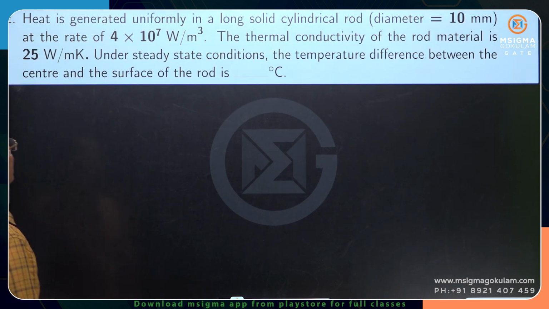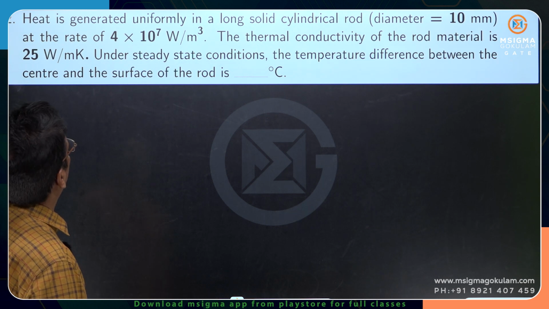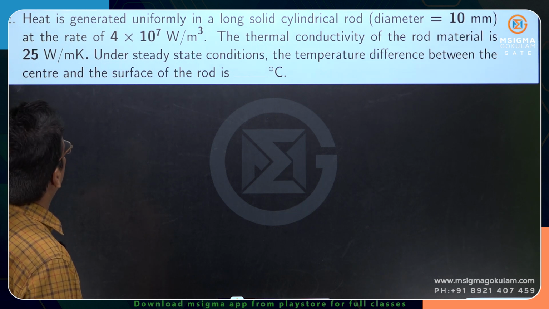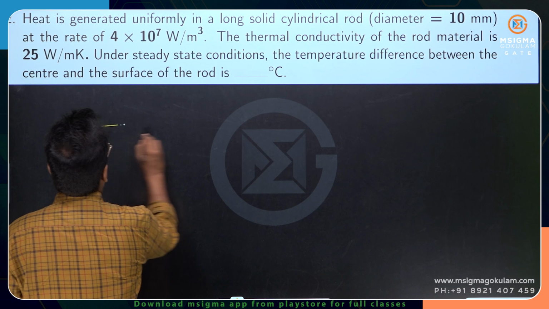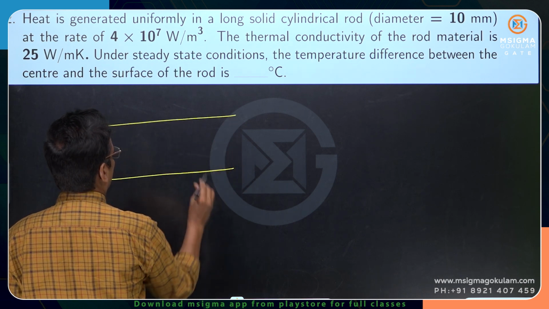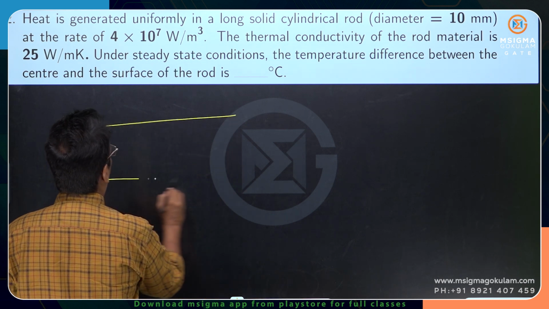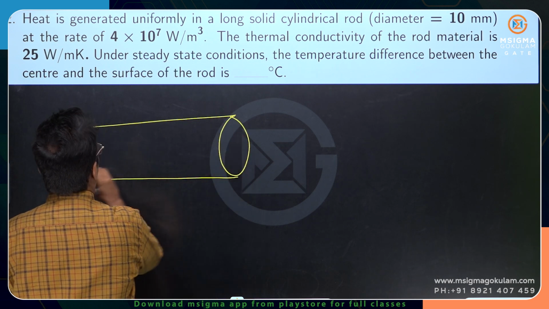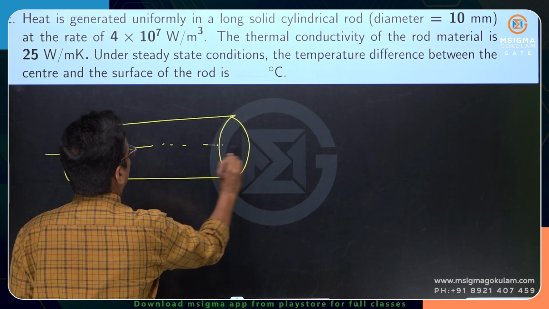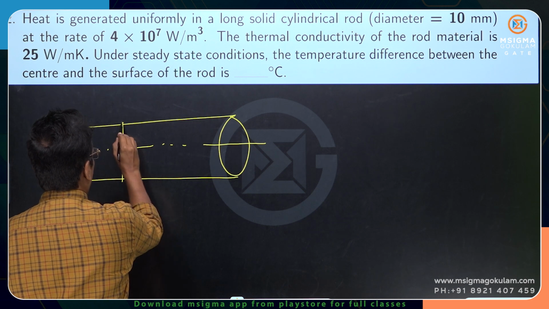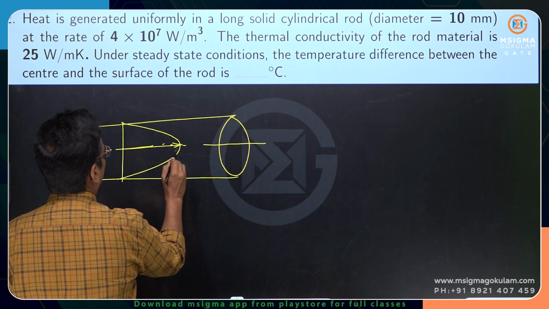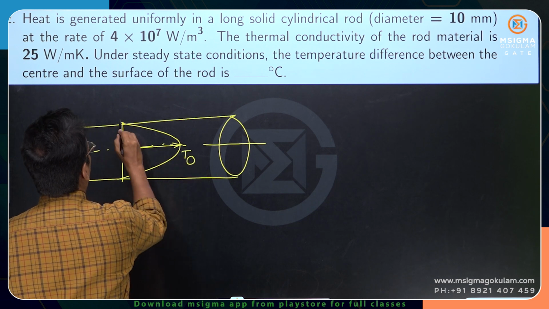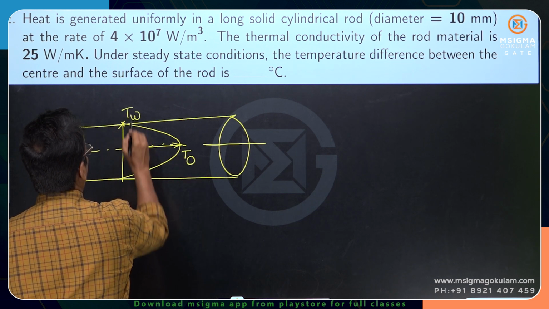Heat is generated uniformly in a long cylindrical rod, and the thermal conductivity of the rod material is given. Find the temperature difference between the center and the surface of the rod. We know that whenever there is uniform heat generation inside the rod, the temperature distribution at any given cross section will be parabolic, with the maximum temperature at the axis and the minimum temperature at the surface of the rod.